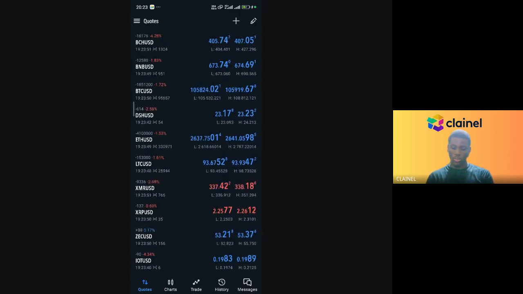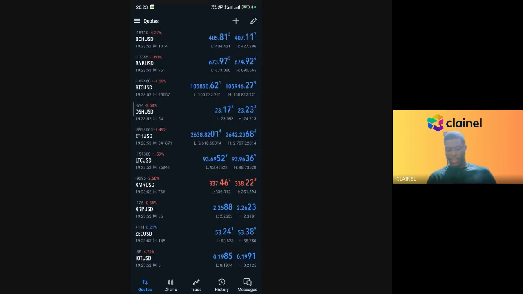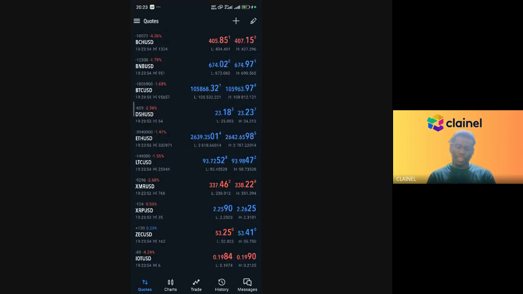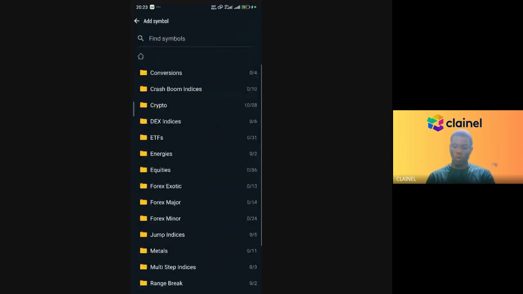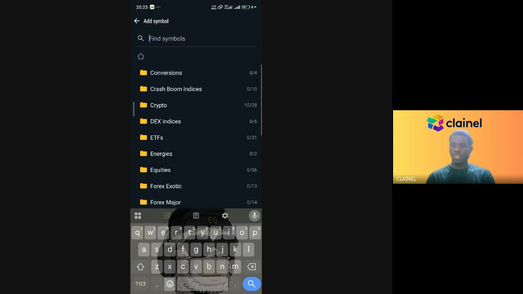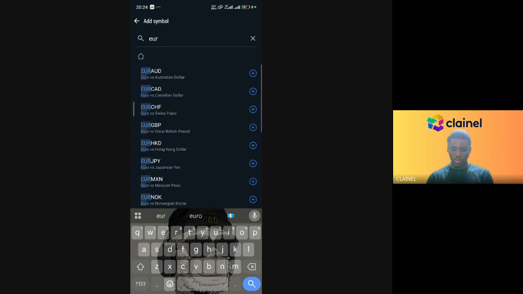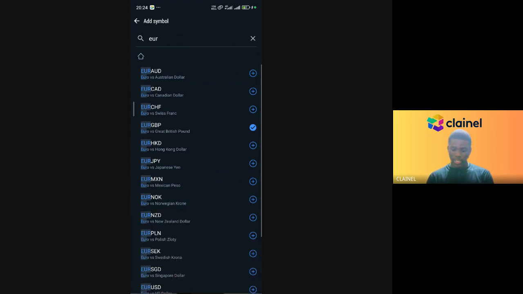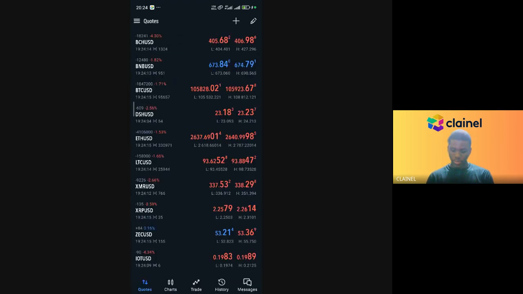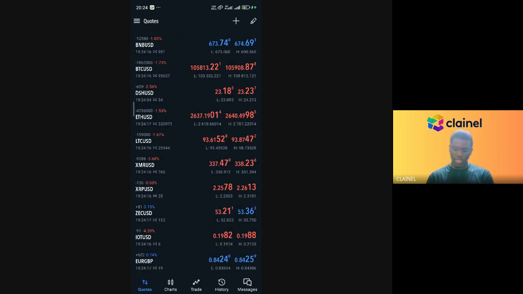Then there are a whole lot of trades that we can enter, or we can add our own trade. We can say which symbol. Let's use euro USD, or let's use British pound. We click on add. Once you have added it, it appears here. You can see it here at the bottom.